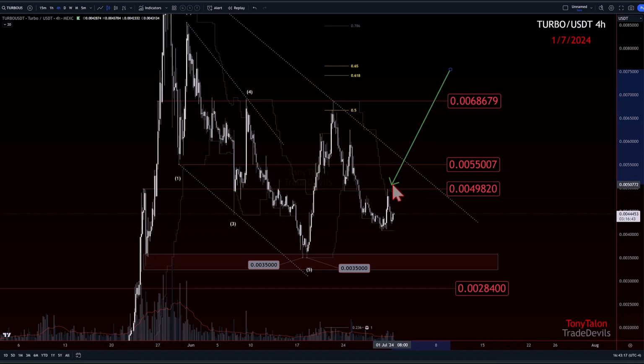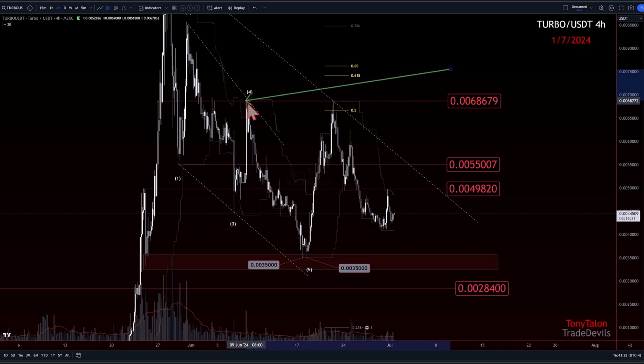One reason I like this asset so much is because of the level play we have here. Same thing on here, we have this level playing nicely, and then this level up here is playing nicely as well. It's been playing as resistance. This is going to be the major level if we do end up getting back up that way.